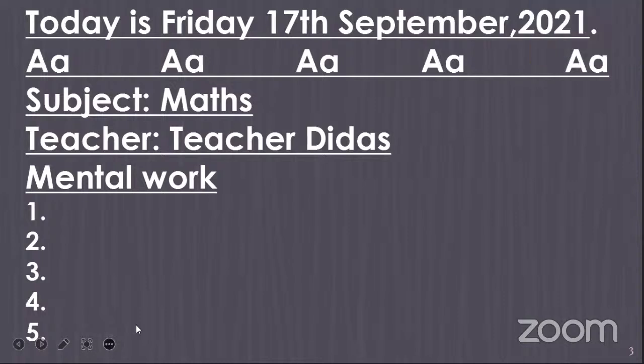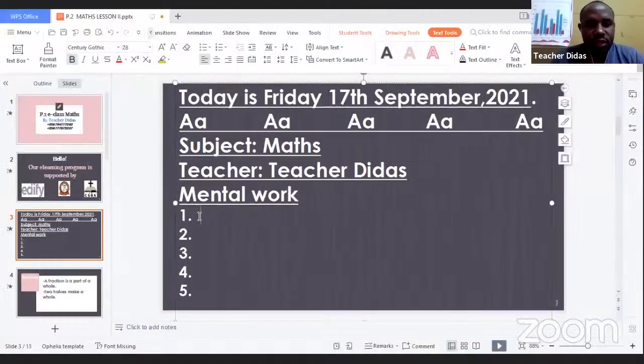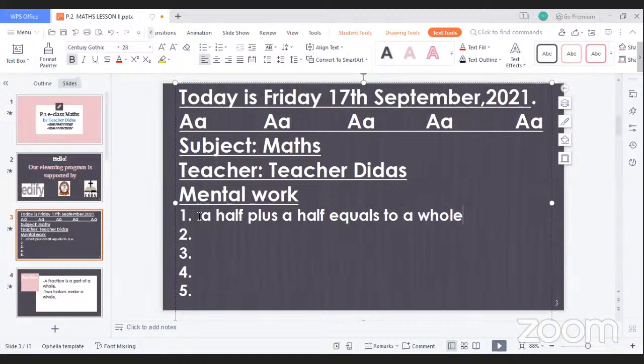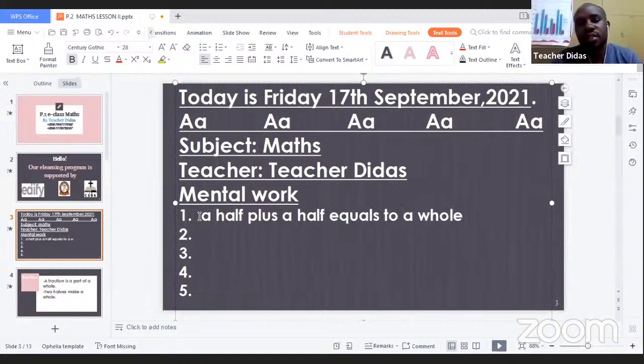2/2. A half plus half is 2/2. What name is given to that 2/2? It's 1. So we say a half plus a half equals a whole. We get a whole, isn't it? Yes, that's 1 or 2 out of 2. You got it right.